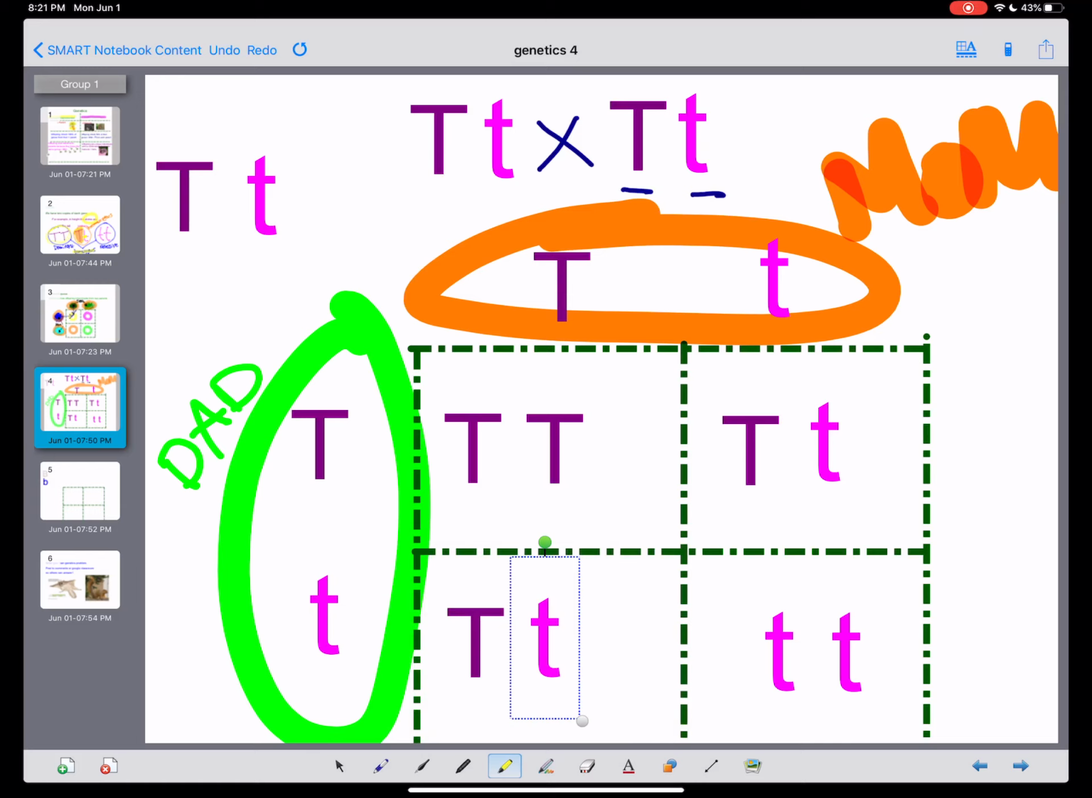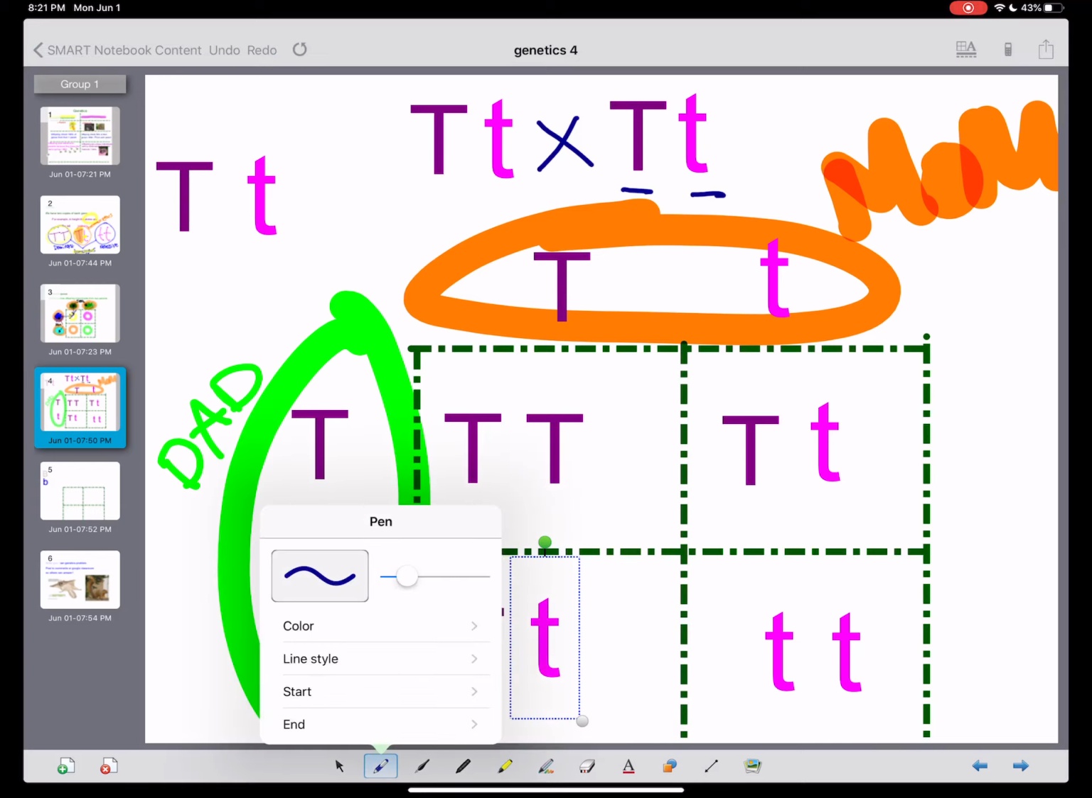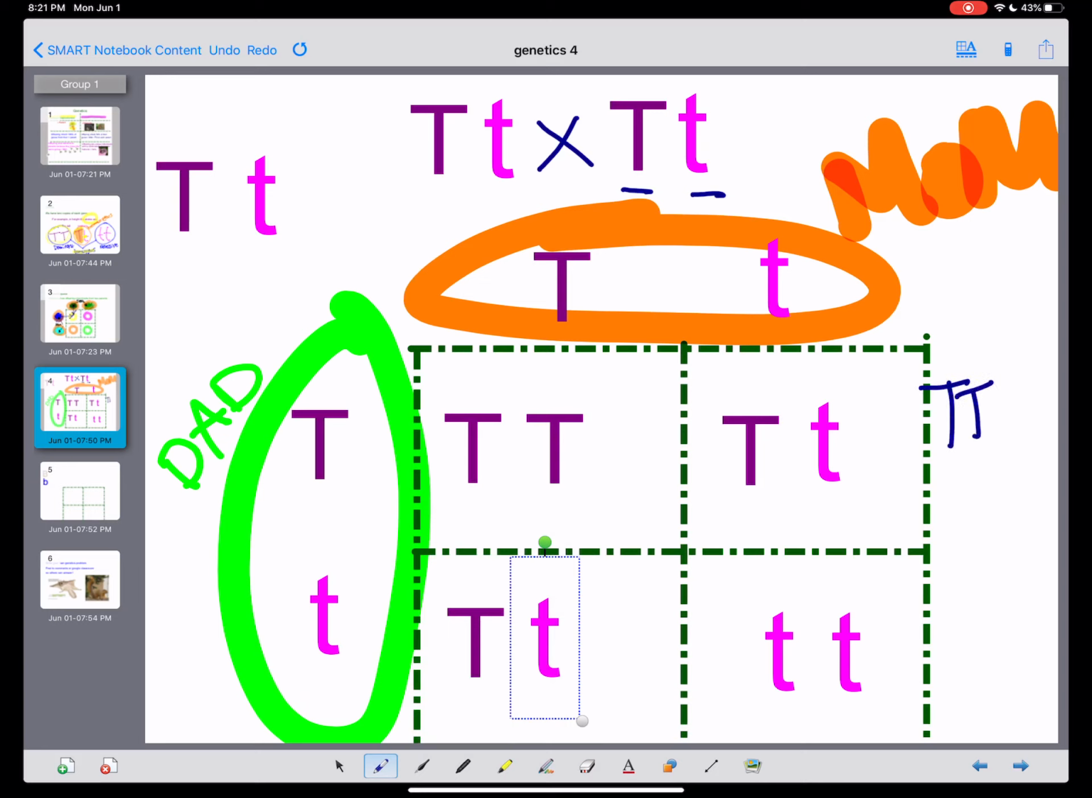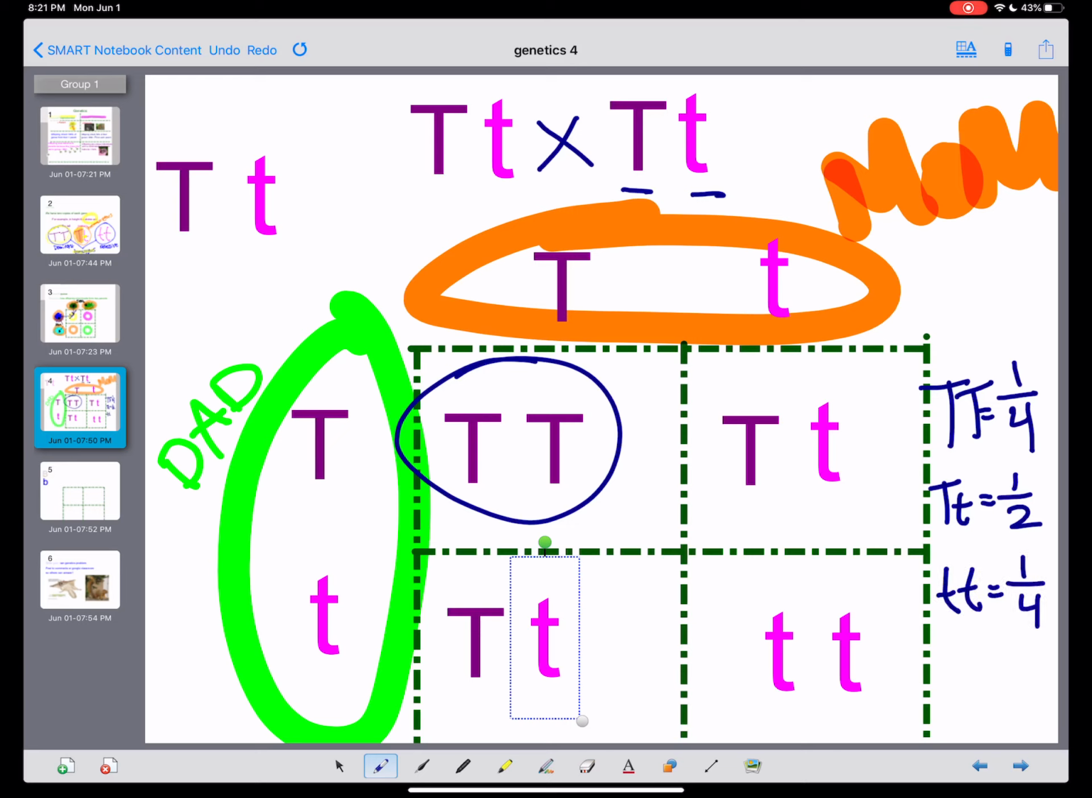So the first possible combination that we have is capital, capital, and there's a 1/4 or a 25% chance that we're going to have capital, capital. The second one that we have is capital, lowercase, and there is a 1 in 2 chance that it's going to be heterozygous, having one of each allele. And then there is also a 1 in 4 chance that it is going to be lowercase t for short, because out of the 4 boxes, that is only 1 box. This is called the genotype, or what genes it has.